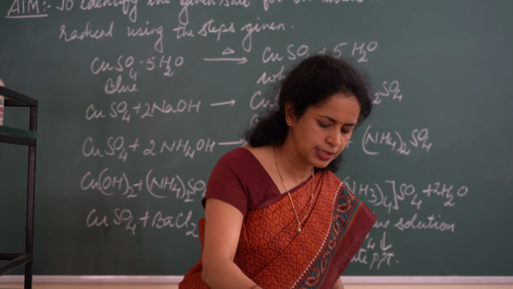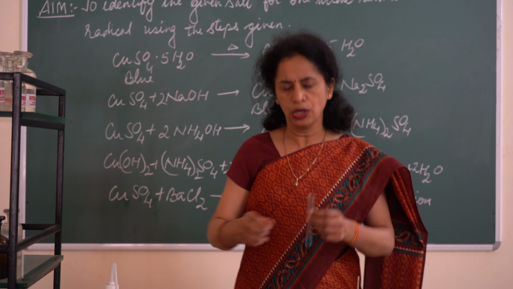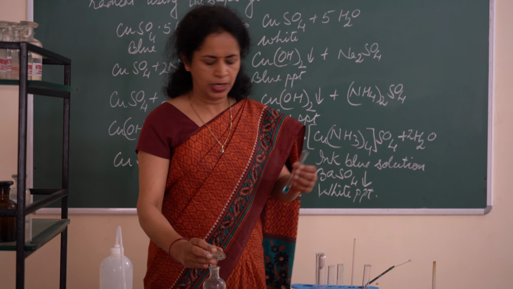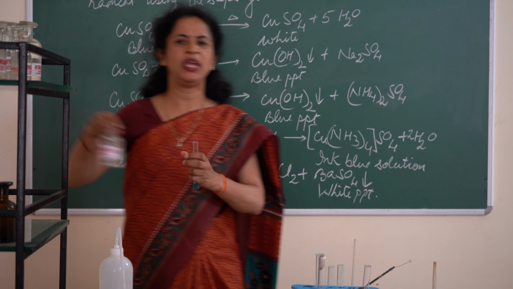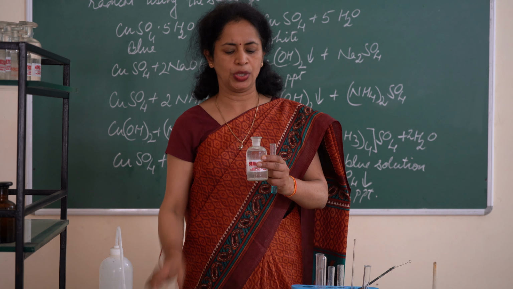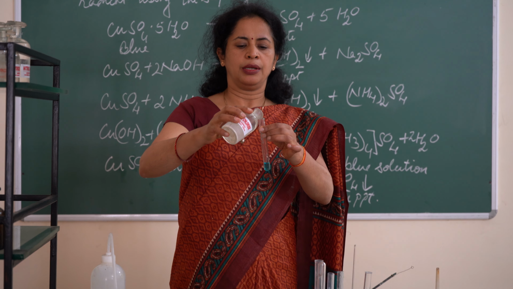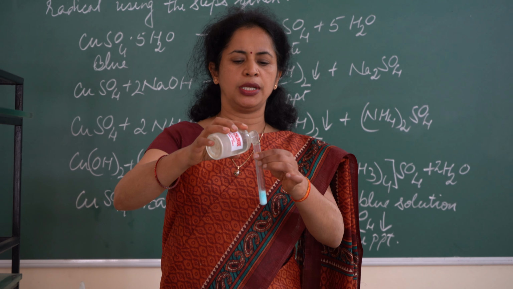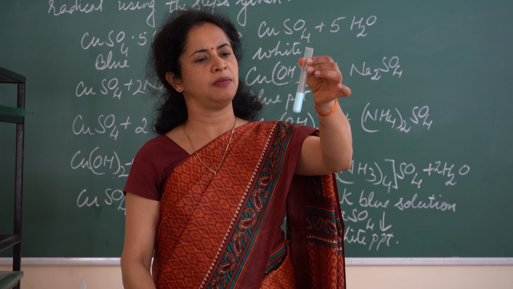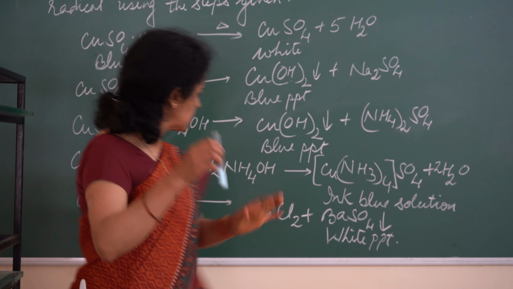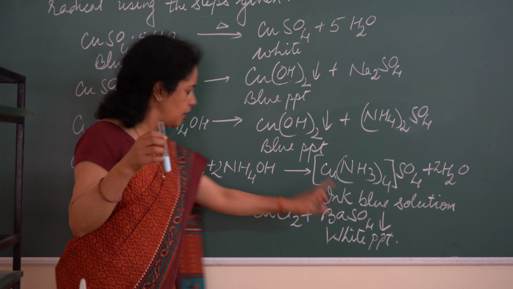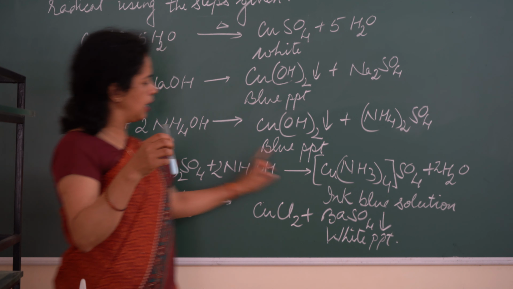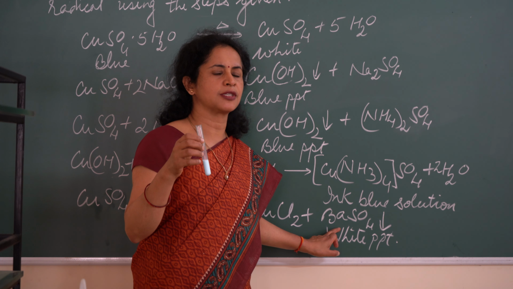Now let us test for the anion or acidic radical. Take the third part of the solution and add barium chloride solution to it. On adding barium chloride, we get a white precipitate immediately. This white precipitate is formed due to the formation of barium sulfate. We are adding barium chloride and getting a white precipitate of barium sulfate.